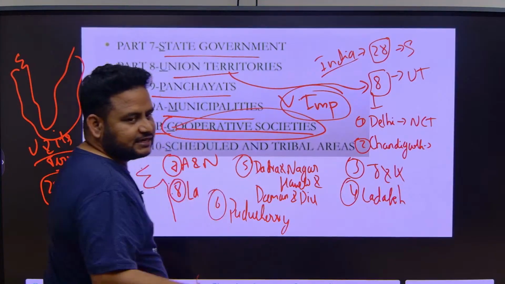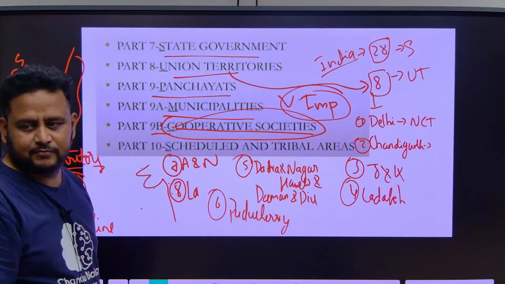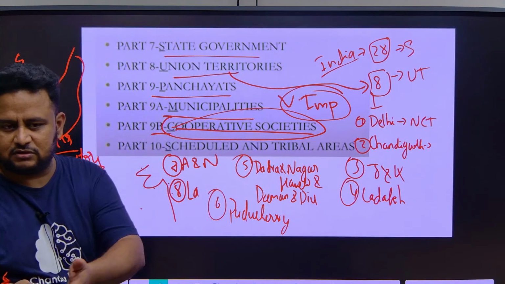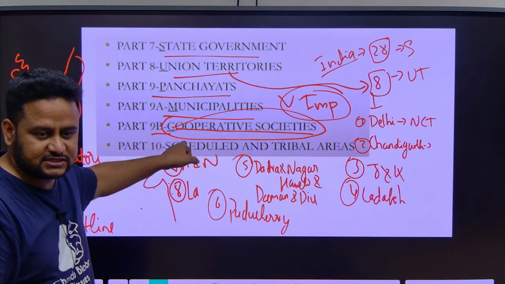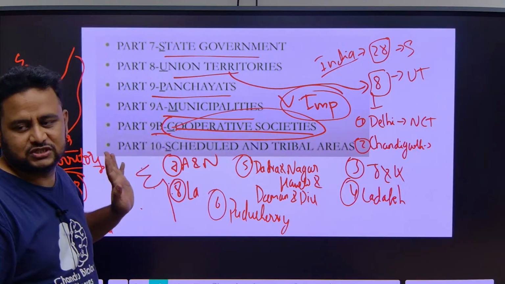What is happening in current affairs? They will ask the question here. You will think that current affairs means you have to go through only the news. Along with the news, what is the background that is there? Cooperative societies come under what? Part 9b. You must know this.